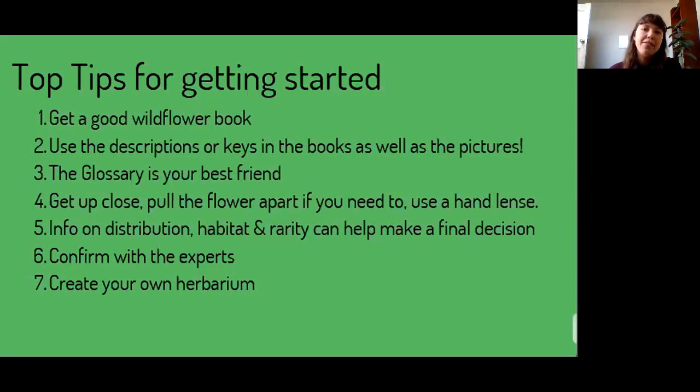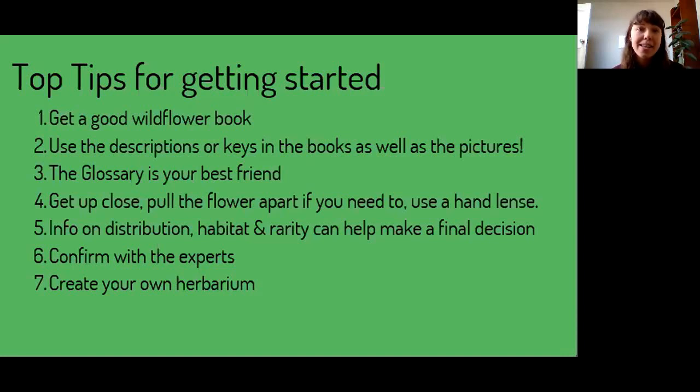Number 5, info on distribution, habitat and the rarity of the plant can help you make a final decision. Most of the plants we encounter are common, so if you're looking in your book and it says it's really, really rare, it might make you rethink that it could be a similar looking species. Those descriptions in the book are just so helpful for that.